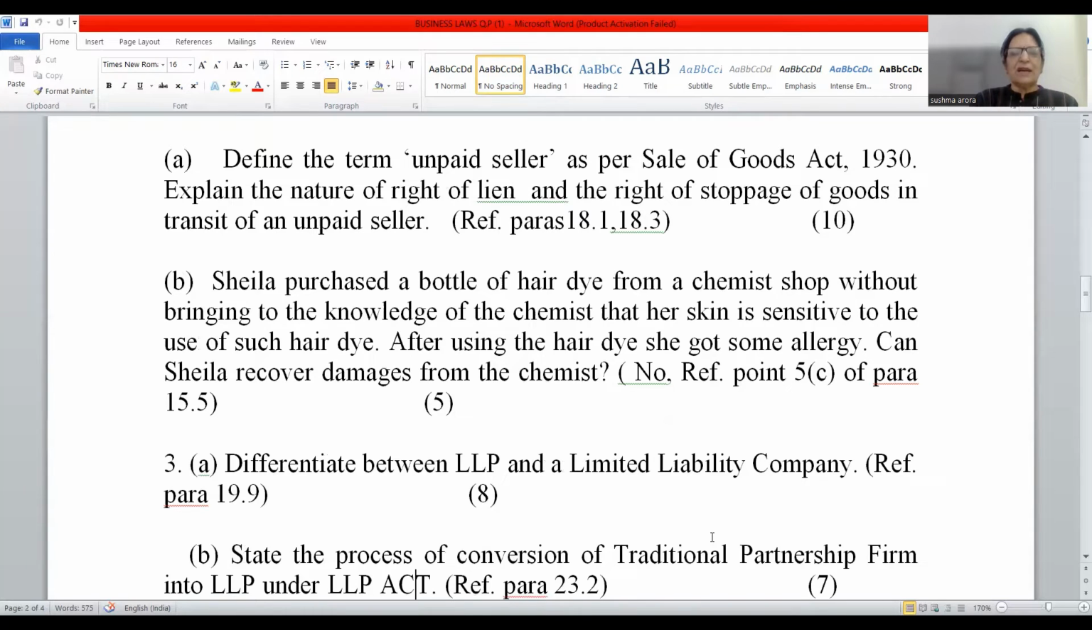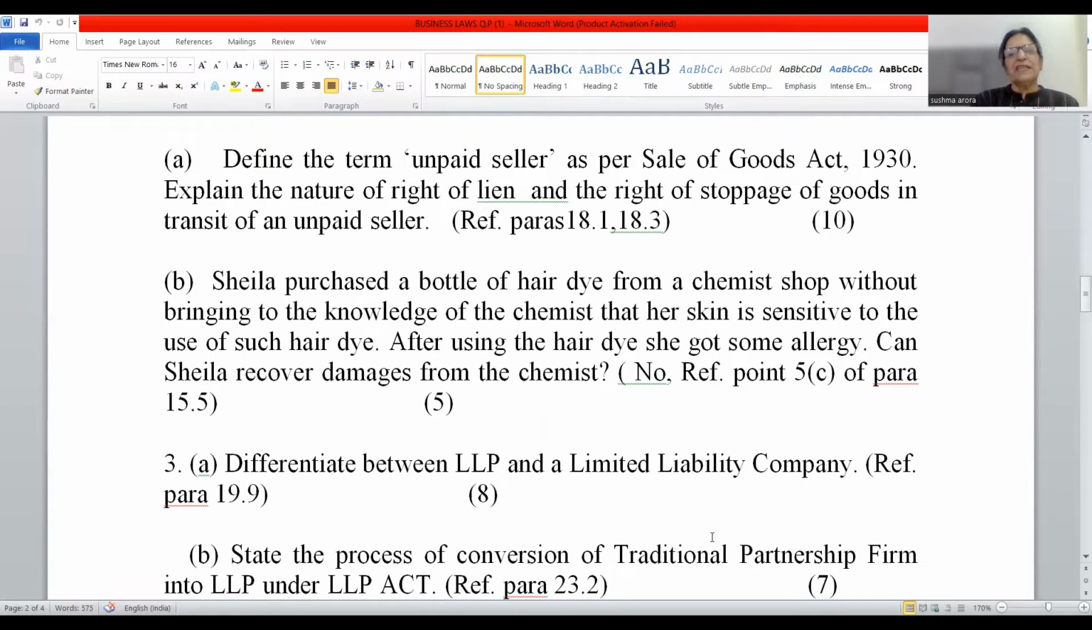Can Sheila recover damages from the chemist? Friends, this particular problem is from the point of implied condition as to quality or fitness. The goods which are bought by the buyer, should they be fit for the purpose or not? It depends. In this case, they will not be fit for the purpose.